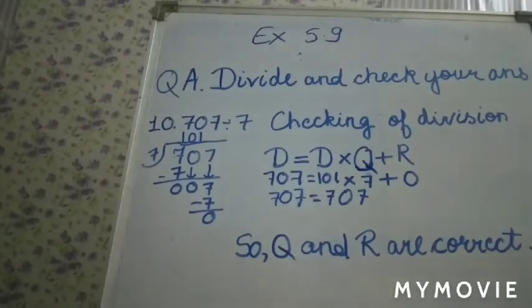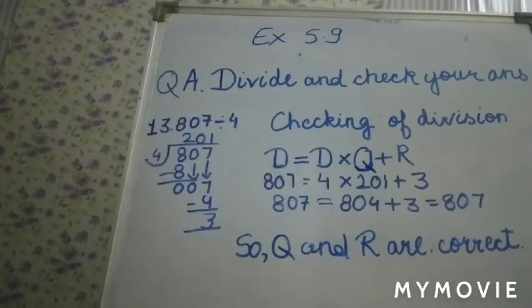Remainder is 0. Divisor is 7 and dividend is 707. So put all these values in the formula. So 101 multiplied by 7 you will get 707, and when we add 0 to any number we will get the same number. So here we will get 707 equals 707. In this condition quotient and remainder are correct.